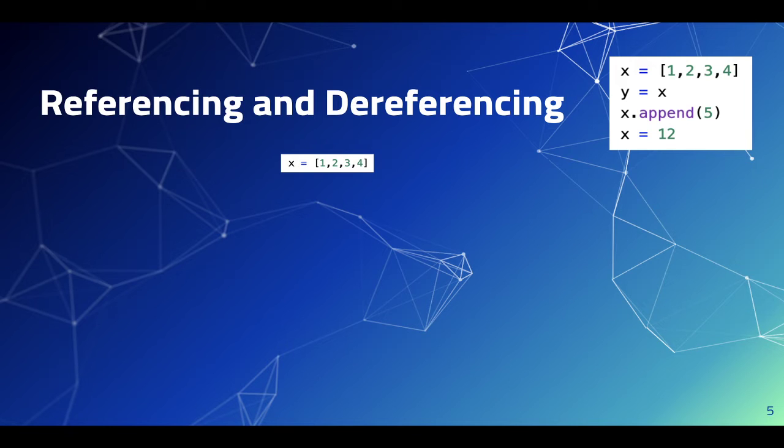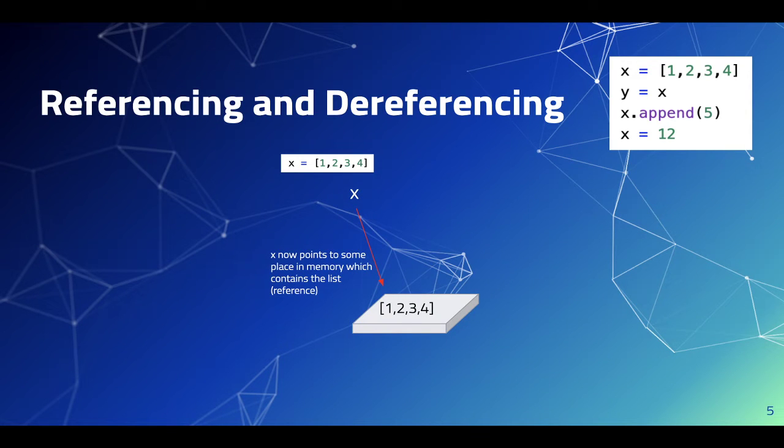Let's talk about dereferencing though. So referencing and dereferencing is all what Python does behind the scenes. You don't usually have to worry about that in your code, but understanding that is very important to become a better programmer. In this example, we set x is equal to 1, 2, 3, 4, a list that contains 1, 2, 3, 4, we have y is equal to x, then we append 5 to x, and then we set x is equal to 12. So a lot of things are happening here.